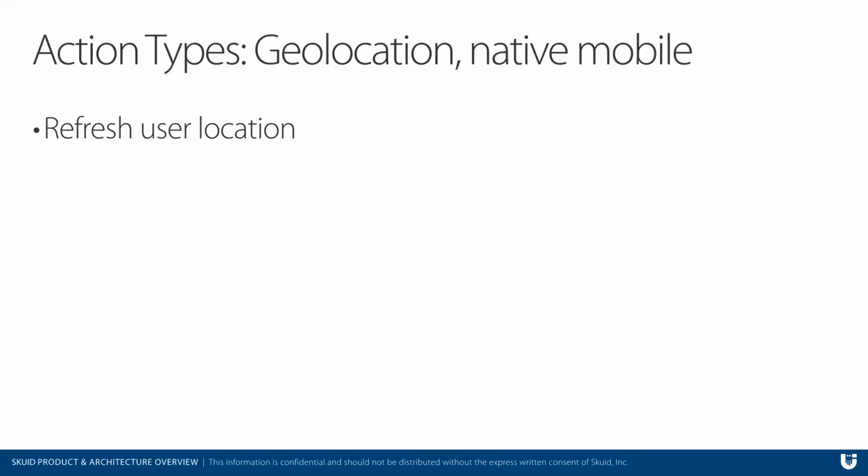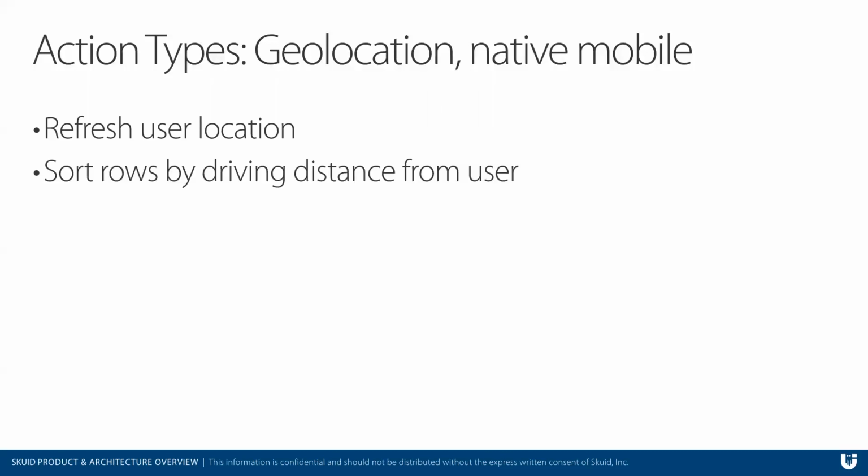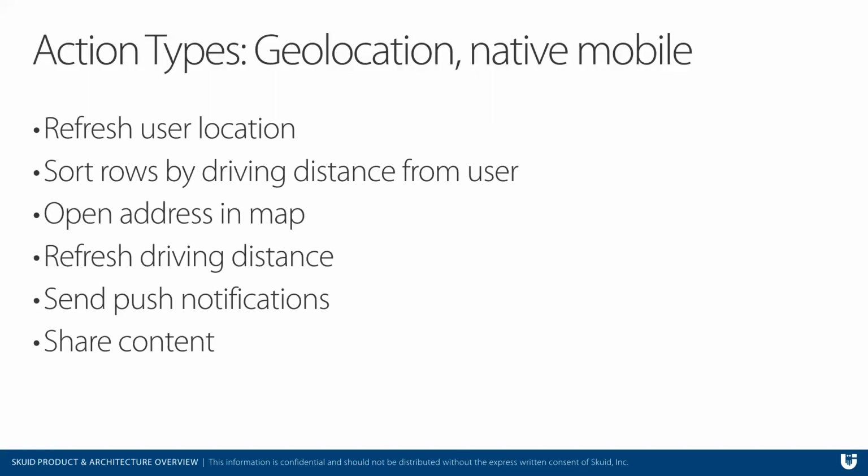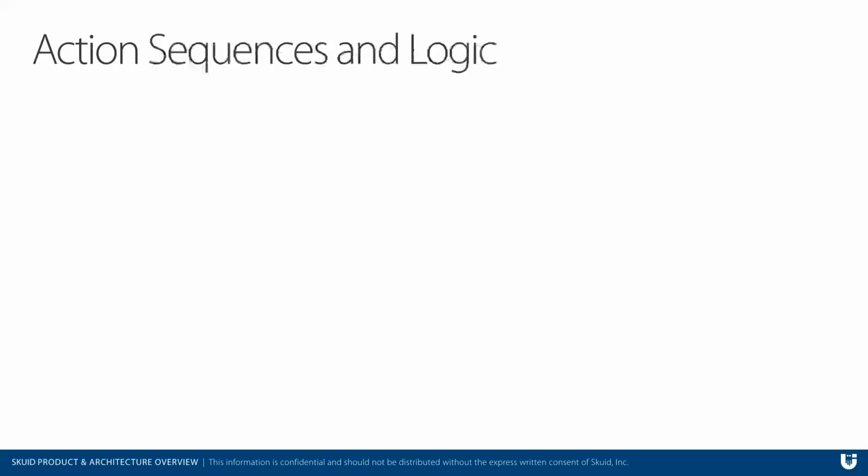And we also have various functionality that really applies to mobile apps related to geolocation: things like getting the user's location, driving distance, addresses and maps, opening up a map and going to an address, and push notifications. So those are only really relevant if you're doing native mobile app development.